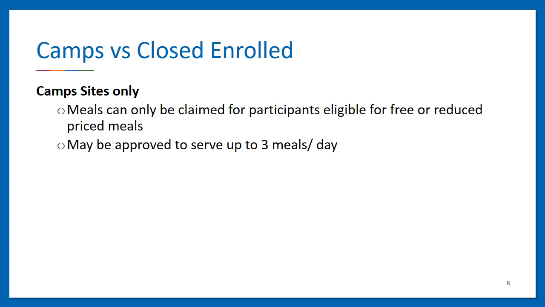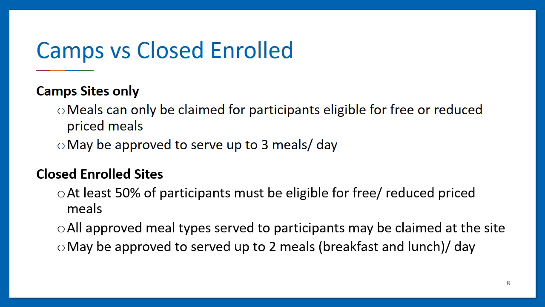For a quick comparison between camps and closed enrolled sites, there are differences on whose meals can be claimed and how many meals may be approved to be served. Camps are reimbursed only for meals served to children who meet the income eligibility criteria, meaning only participants that qualify for free or reduced price meals may be claimed for reimbursement. Camps may be approved to serve up to 3 meals a day per participant.